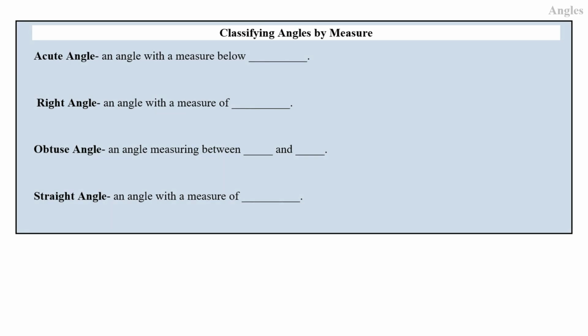And we're going to classify angles by measure. You're probably familiar with these because you did them once again in middle school, and so you should hopefully know these before I even plug them in. An acute angle is an angle with the measure below 90. So it could be like 89 degrees, 80, 70, anything that's smaller than 90. A right angle is an angle with the measure of exactly 90 degrees. Obtuse is an angle anywhere between 90 and 180. And a straight angle is an angle with the measure of 180 degrees.